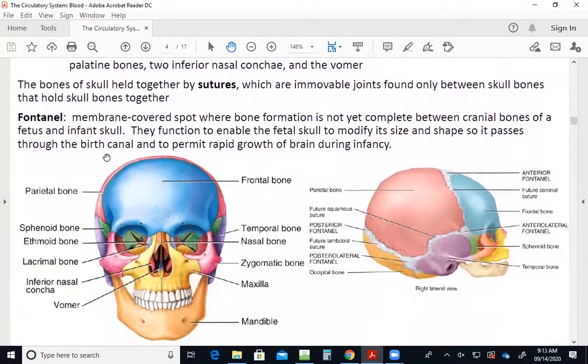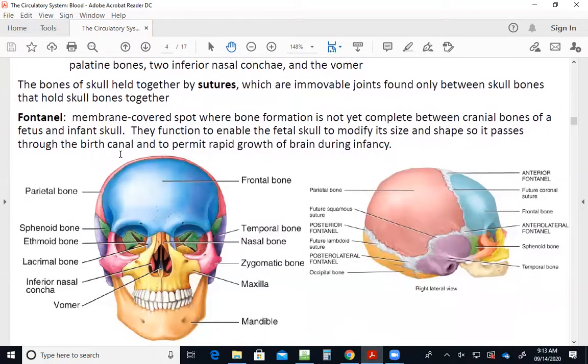Okay. These bones of our skull are held together by sutures, which are immovable joints. We've already talked about them, found only between skull bones, holding our skull bones together. And then we'll talk about a few of those here in a couple slides.